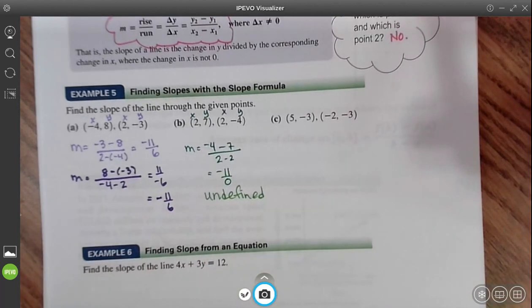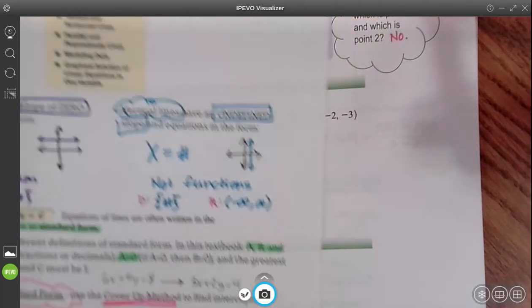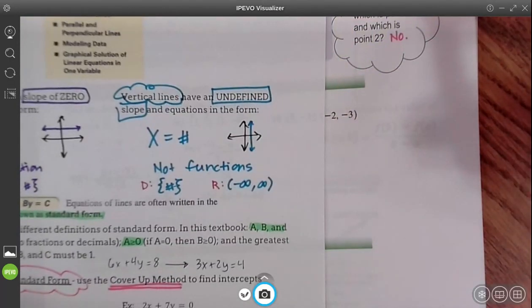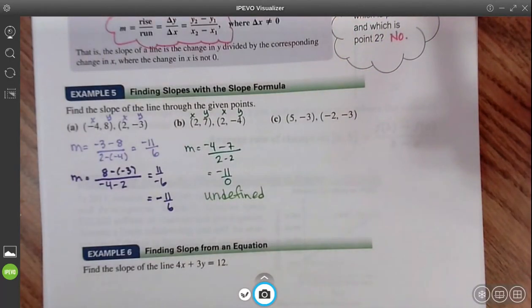And we know what kind of line that makes. We talked about it in the previous page. A slope that is undefined is going to be a vertical line. So we know that this would make a vertical line.